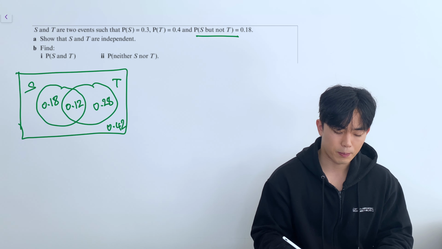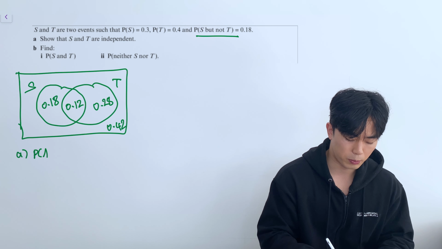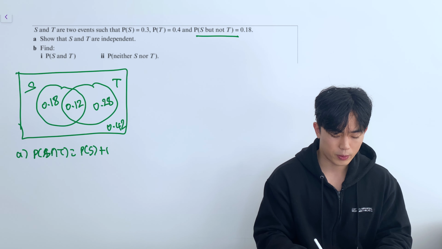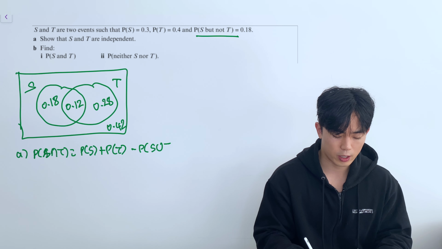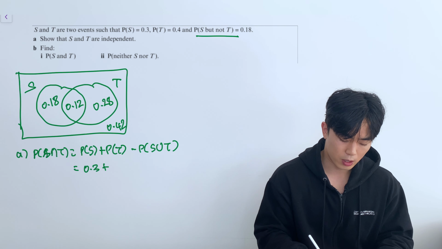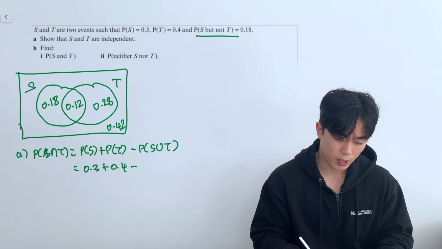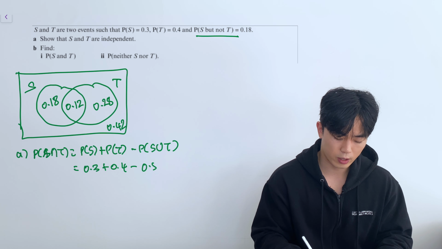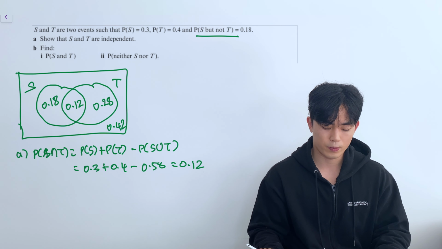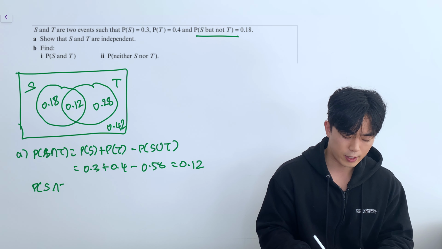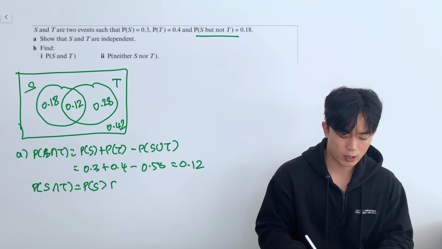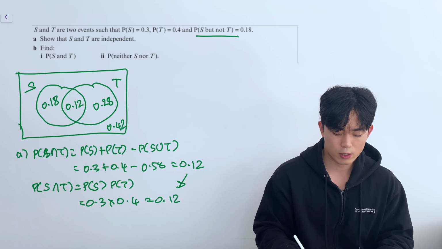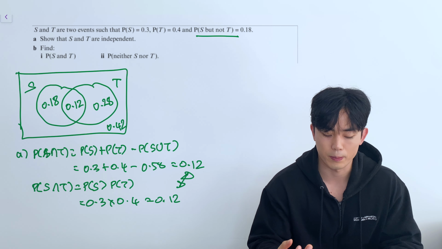Right, show that S and T are independent. So to show independent, we have to find the probability of S and T. We'll use the addition formula first, the probability of S plus the probability of T minus the probability of S union T. So this is going to be 0.3 plus 0.4 minus the union, which will be 0.58. So therefore this will give us 0.12 like this. Now we find the probability of S and T again by using the probability of S times the probability of T. So it's going to be 0.3 times 0.4 and we get 0.12 as well. So these two values are the same, so therefore we can say that S and T are independent.